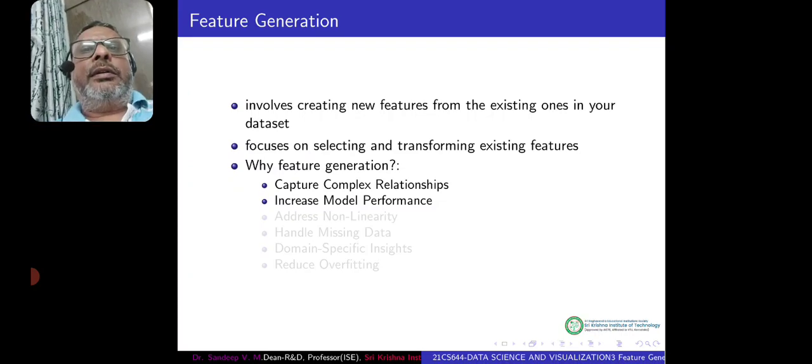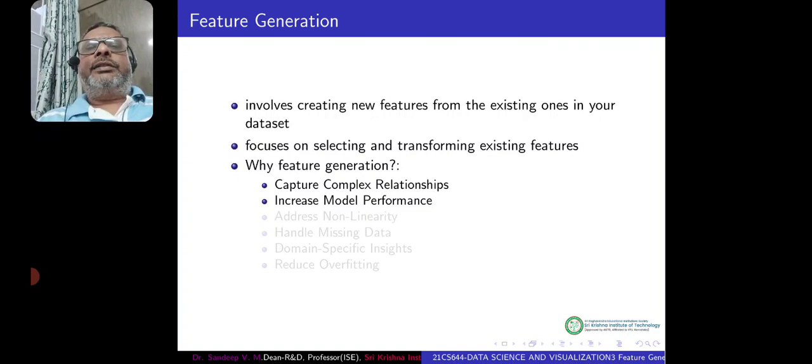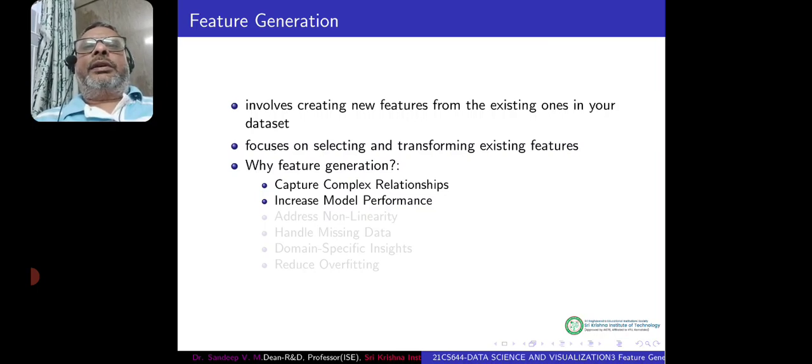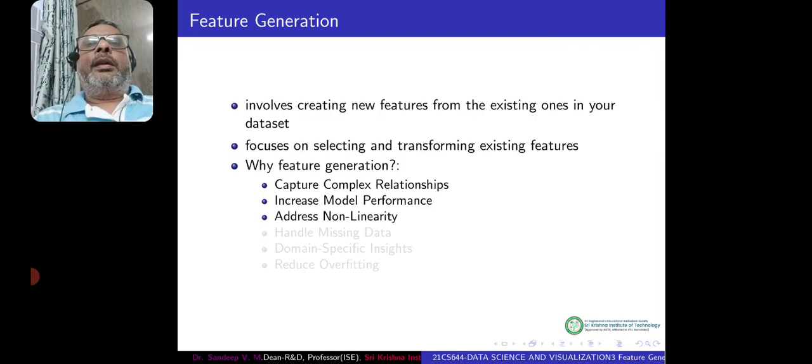So if the data does not have proper features, then we need to generate new features, and possibly the model performance may increase. So we need to give it a try, modify the features and verify whether it improves the model performance. When it comes to non-linear relationships in the data among the features, it may be easier to transform them in some way and try to make them linear.